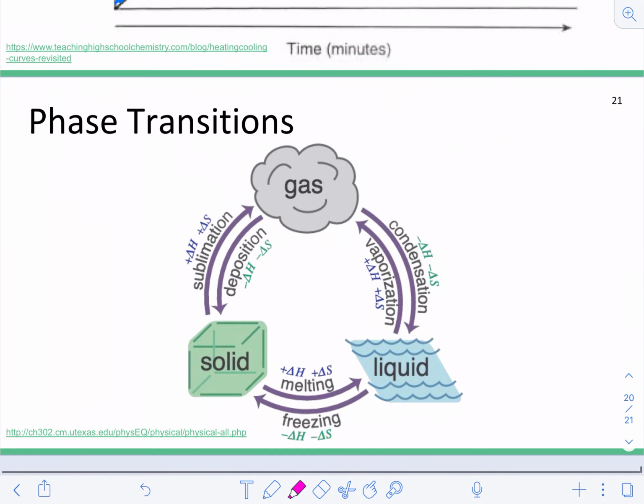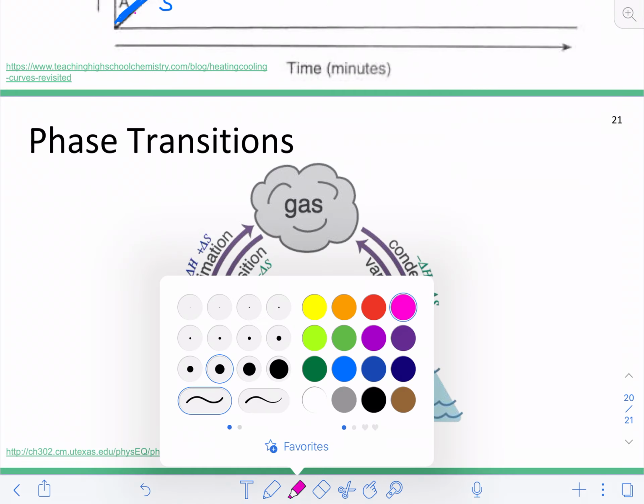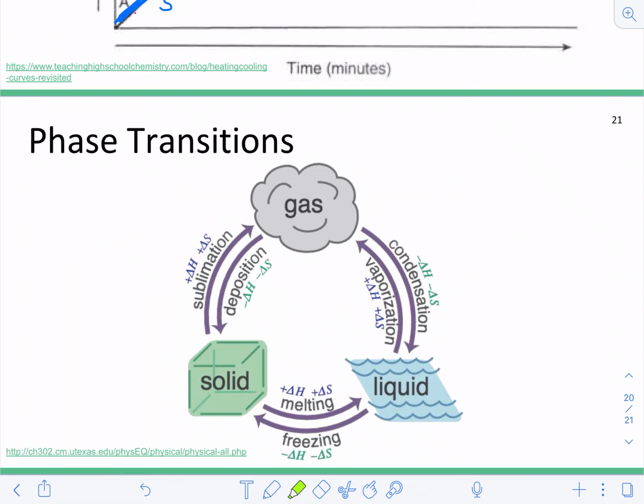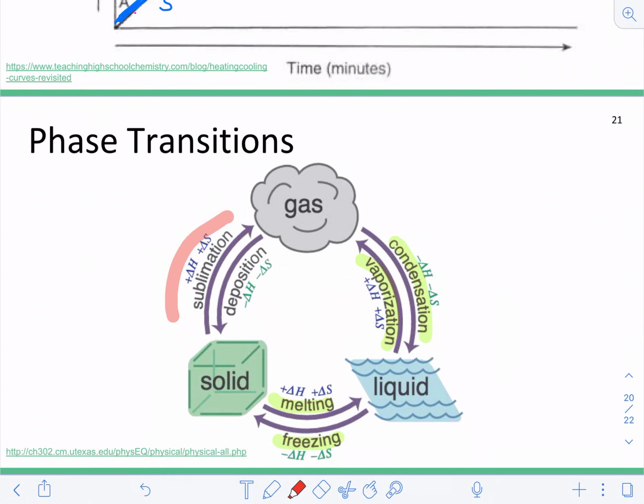All right, so we do have more phase changes than we've mentioned. We've already talked about condensation and vaporization. We've talked about melting and freezing. These two you might have to do a little refresher on: sublimation and deposition. All right, if you take a look, sublimation, pick a different color here. Sublimation is the change from a solid to a gas. So you might want to write this down: solid to a gas, sublimation.